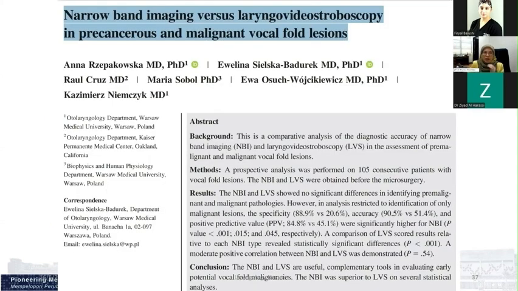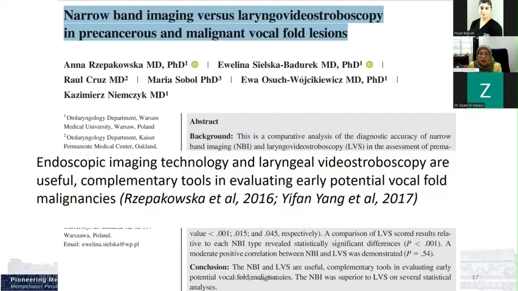So we do not want that to happen. And with video endoscope equipped with stroboscopy and enhanced laryngeal imaging, it will increase the accuracy of evaluation and detection of early vocal fold malignancy, according to this paper.